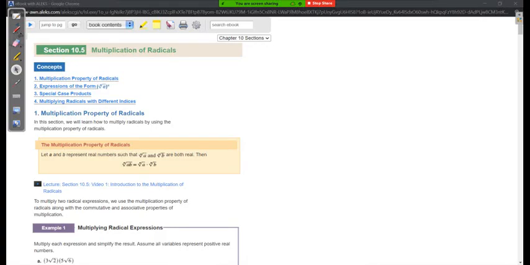Today is Chapter 10, Section 5. We're going to be talking about the multiplication of radicals. We've talked about the addition and subtraction in the last section.